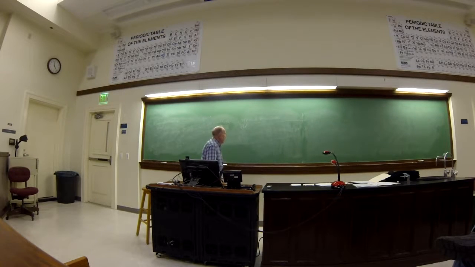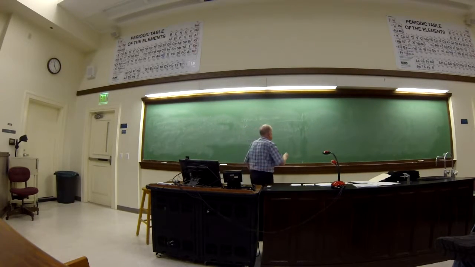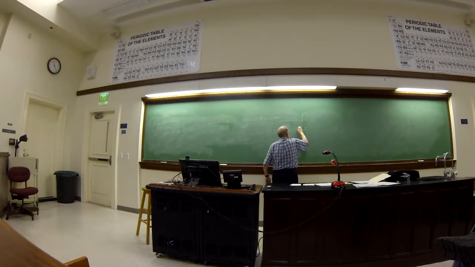Well, it also suggests that if we measure these things experimentally, which we can do. Yes? Right next to the dr, is that an r squared or v squared? R squared. R squared. Thank you.